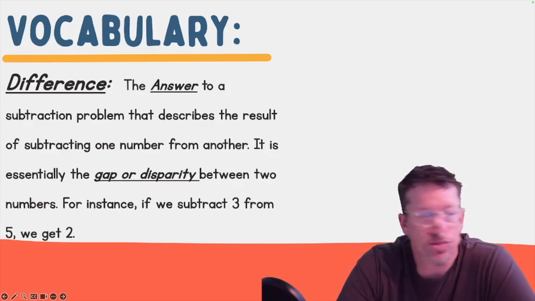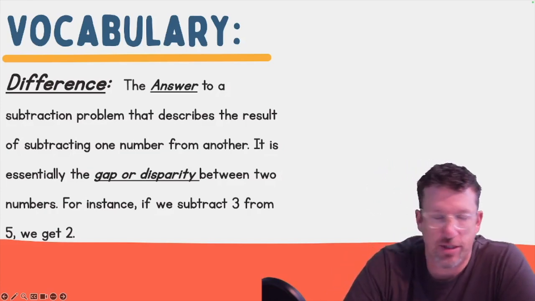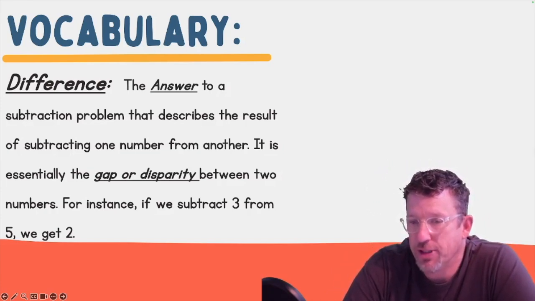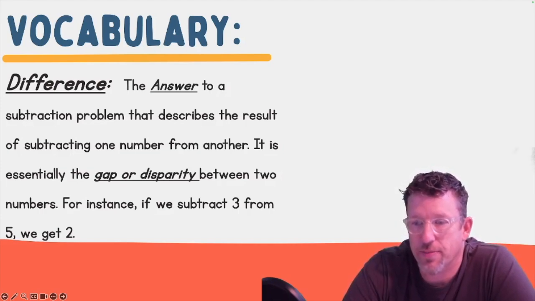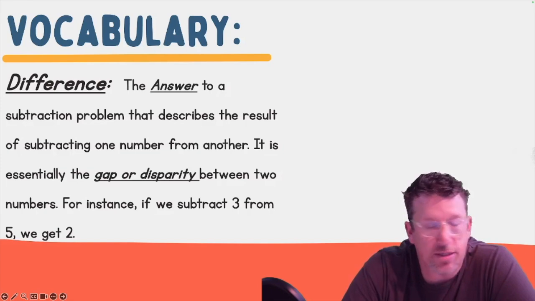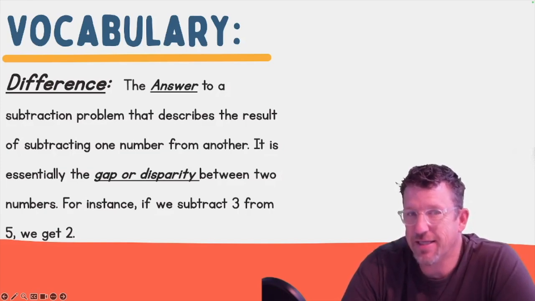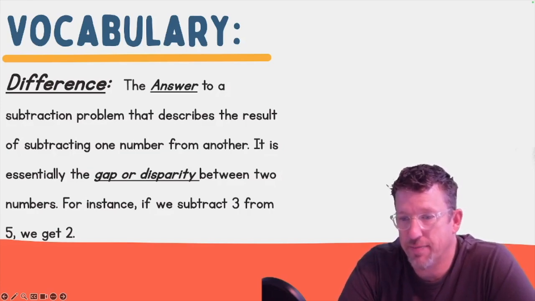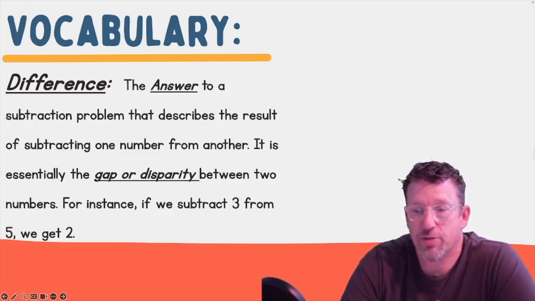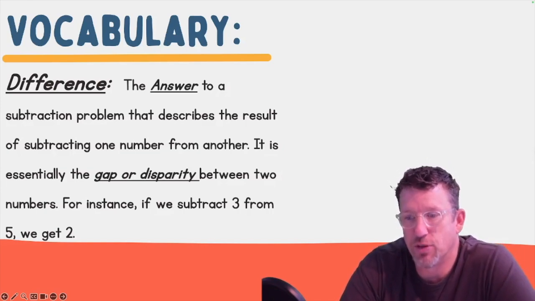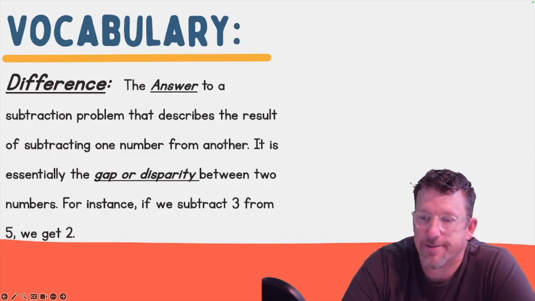Okay, first off, let's do a little vocabulary. Difference. You're gonna see this a lot when you're doing integer operations. Difference is the answer to a subtraction problem that describes the result of subtracting one number from another. It's basically the gap between two numbers, or the disparity between two numbers. For example, if we subtract 3 from 5, how far is that gap? It's 2. 5 minus 3 is 2. The gap, the difference between the two, is 2.